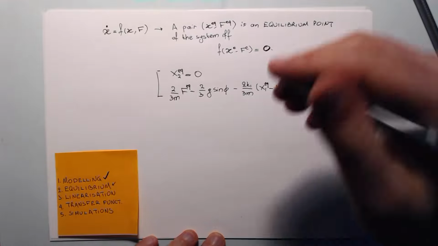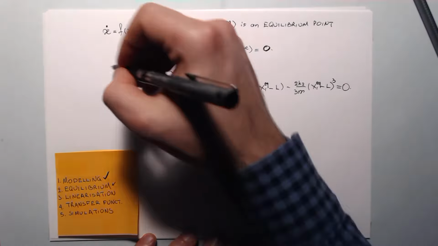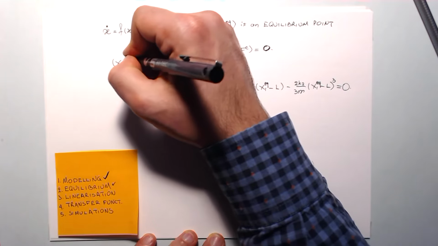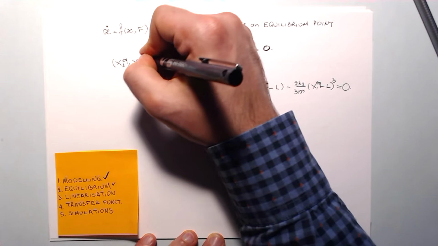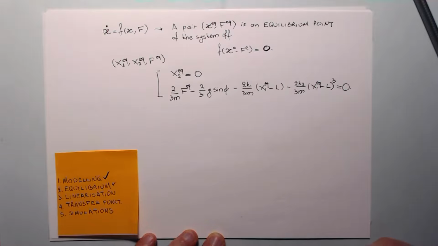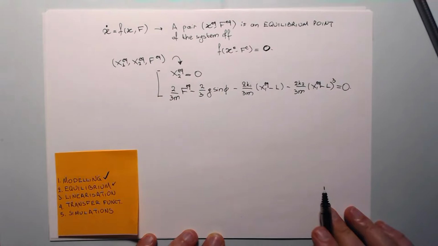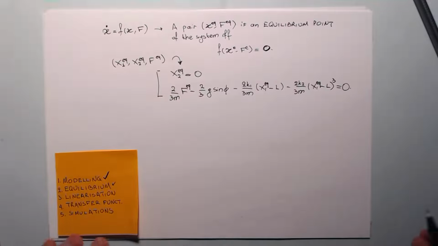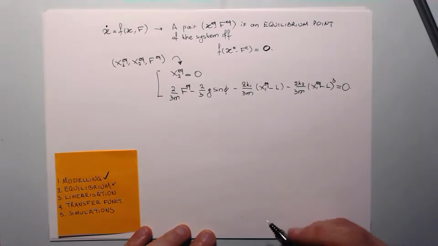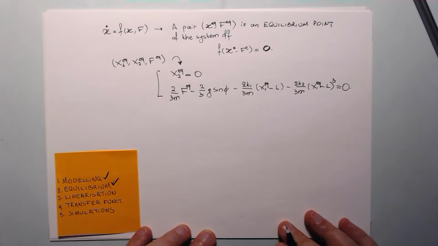So under what conditions is a pair x equilibrium, f equilibrium, that is, x1 equilibrium, x2 equilibrium, f equilibrium, an equilibrium point? Well, under these conditions. It is a set of equations. Do you need to solve them? It depends on the application. But here we're not interested in solving them, so that's the answer. We have characterized the equilibriums, and that is everything.